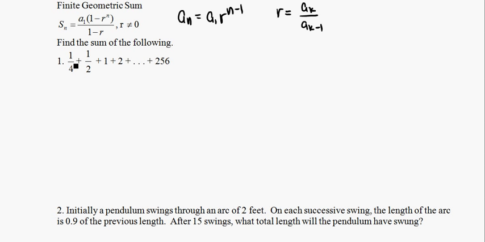It's kind of hard for me to see what the common ratio is between these two, but I know if I multiply 1 by 2, I get 2. So if I multiply 2 by a half, I get 1. So therefore, if I multiply a quarter by 2, I get a half. So it looks like my common ratio is 2. So the only question is how many terms do we have?